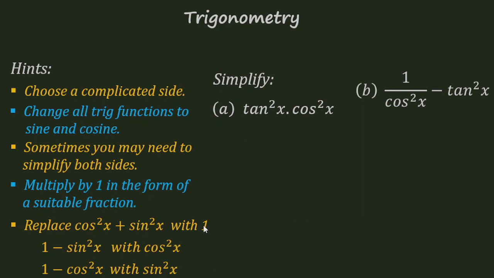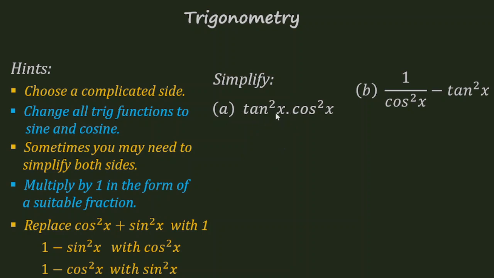You can also change 1 into cos squared theta plus sin squared theta, so they are interchangeable when you're working with trigonometric identities. And also remember that you can write 1 minus sin squared theta as cos squared theta, or 1 minus cos squared theta as sin squared theta. It comes from the square identity. Let us start with simplifying some trigonometric expressions.